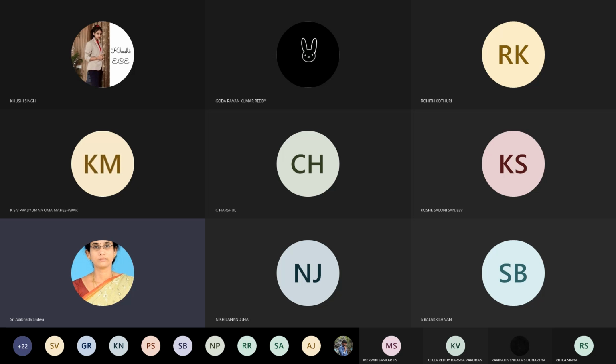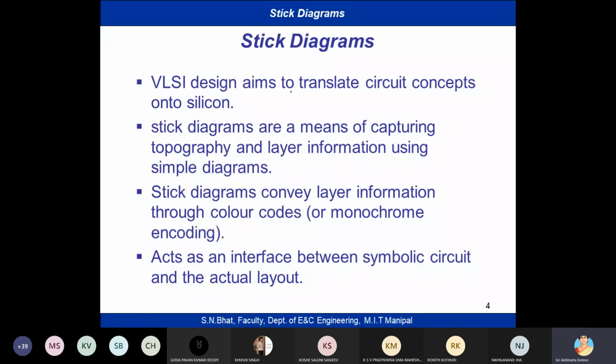So what is a stick diagram? What's the aim of it? Already have mentioned. So we have to translate the circuit onto silicon. That is our requirement, right? We have to translate the circuit to silicon. That's what VLSI fabrication is in brief, right?